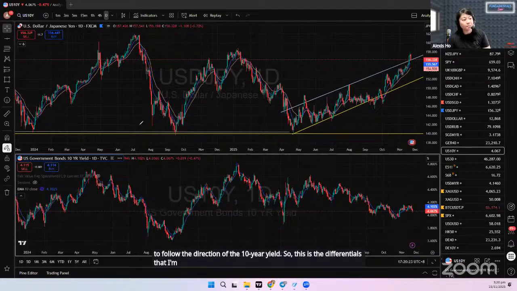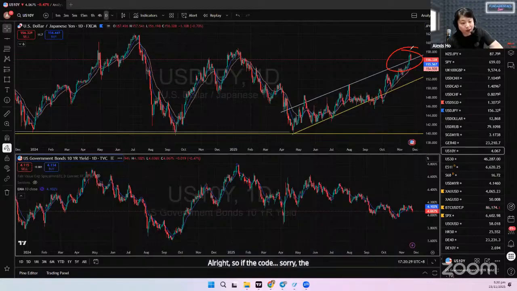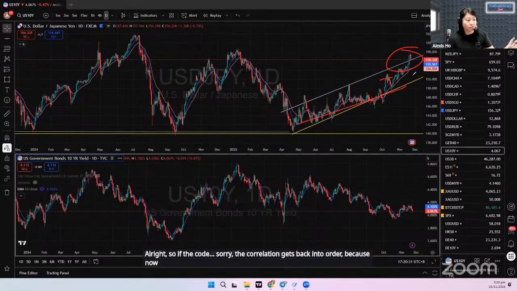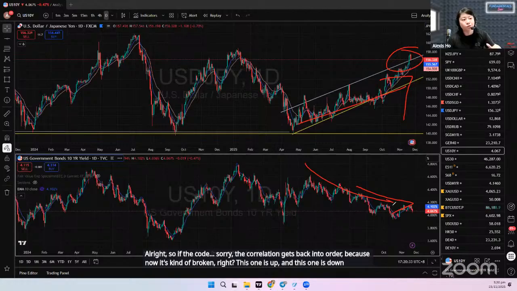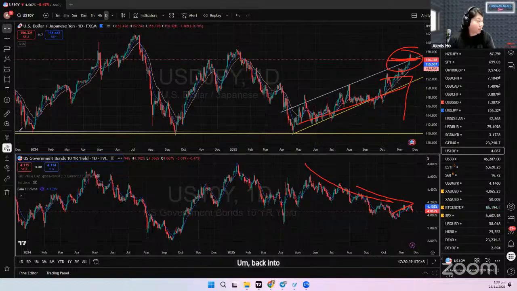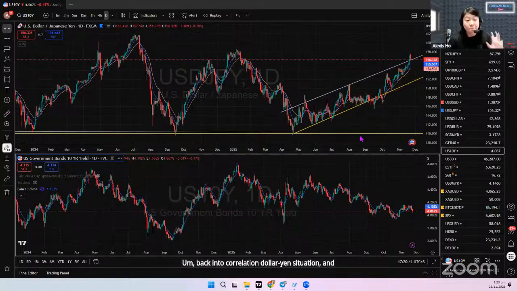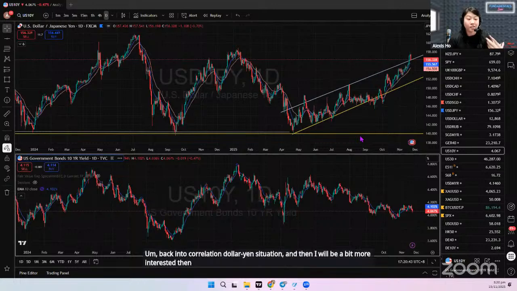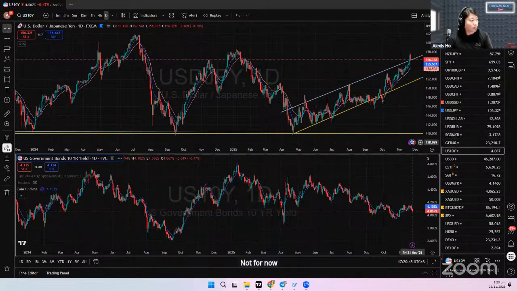So the only time I would want to sell the US dollar is if the correlation is restored. All right, so if the correlation gets back into order, because now it's broken, right? This one is up and this one is down, so it's a broken correlation. I want to see, will this be the start of a back into correlation dollar yen situation, and then I will be more interested in aggressively shorting the dollar. All right, but not for now. So I think dollar yen is a very nice indication of where the potential dollar strength might go.